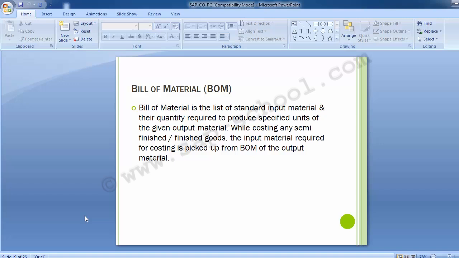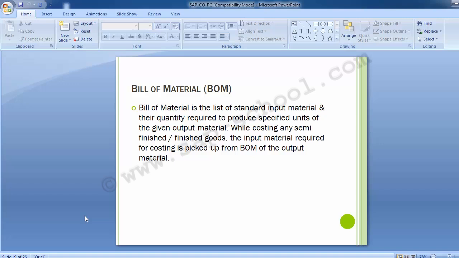The material cost of a product is calculated using the standard or the moving average price of the BOM components depending upon the price control, that is standard price, which is referred to as S, and V refers to moving average price. Now either of these two prices has to be maintained in the material master data, and from there the prices are captured in the BOM.